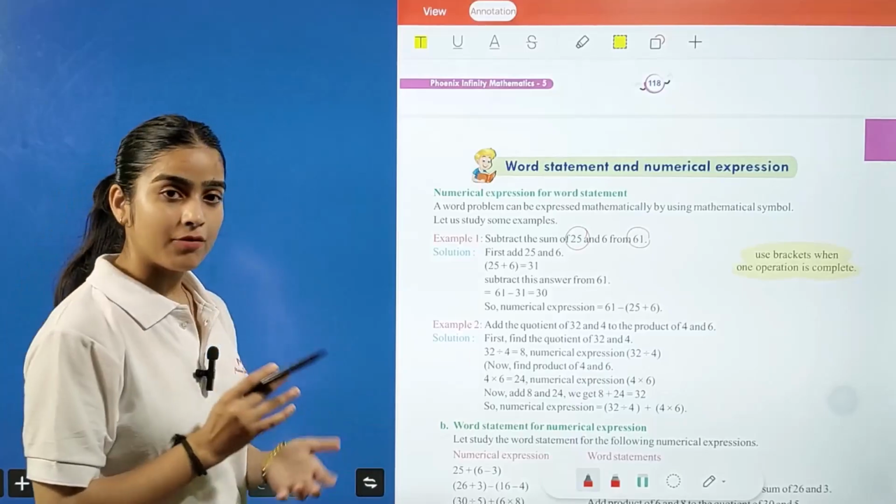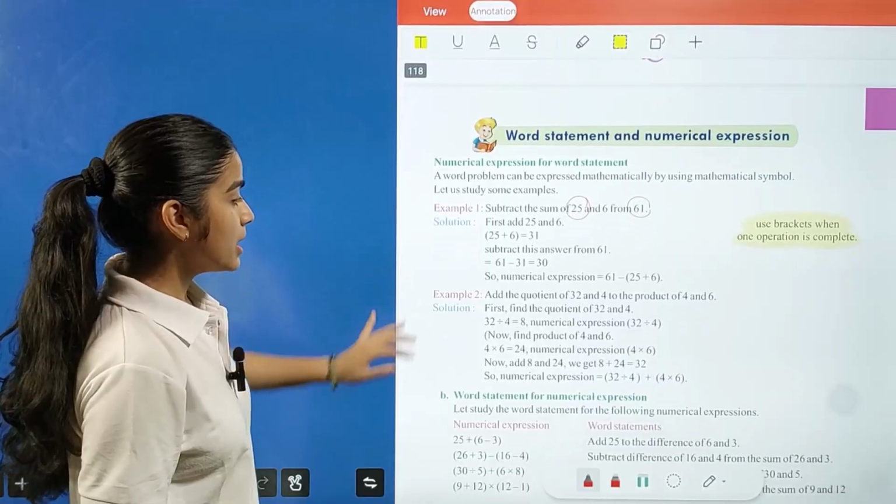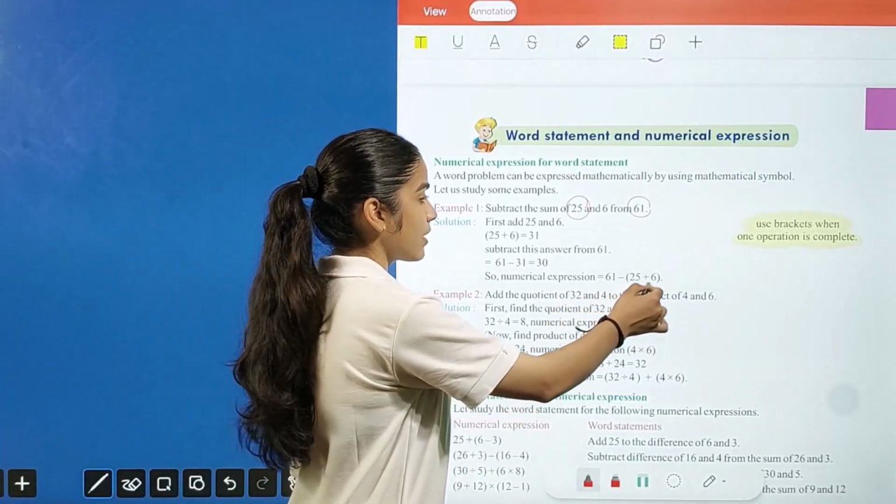So in this case, we have to put the brackets, we have to put the correct operations and then we have to make our statement. So 61 minus the bracket of 25 plus 6.